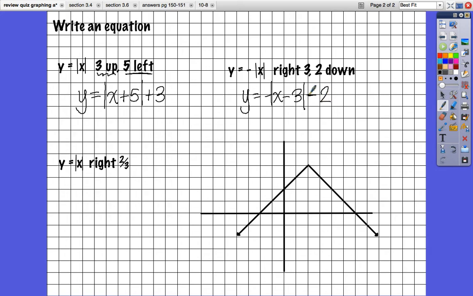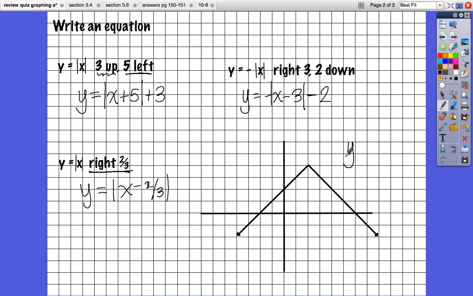They're not asking you to graph, so don't worry about this being a fraction. The fact that it's saying go right, that goes inside the absolute value with the x, and we do the opposite sign of what that says. So we're going to subtract 2/3 on the inside. Don't worry that it's a fraction. I'm not asking you to graph it.